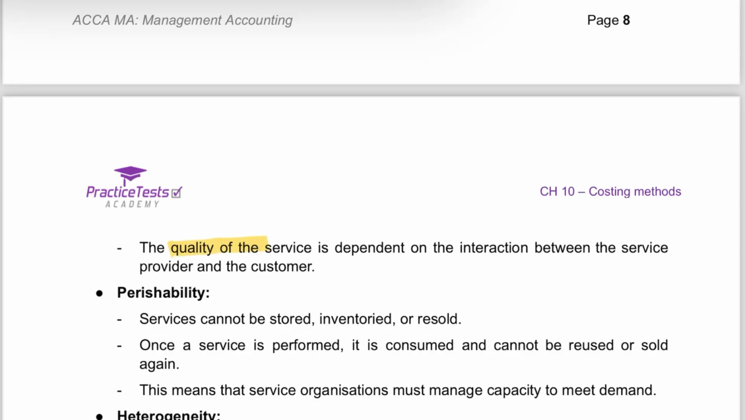So the quality of my service may differ. Maybe the service I give you today, or how I handle the lesson today, will differ if I handled it during a different time of the day. Maybe when I was more tired, maybe when I was more relaxed. My service quality will change.